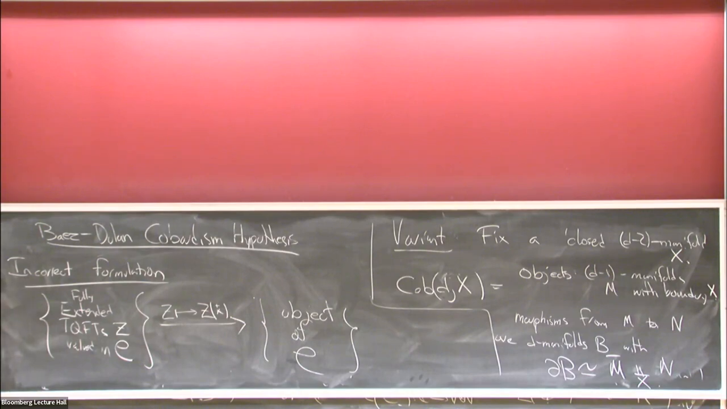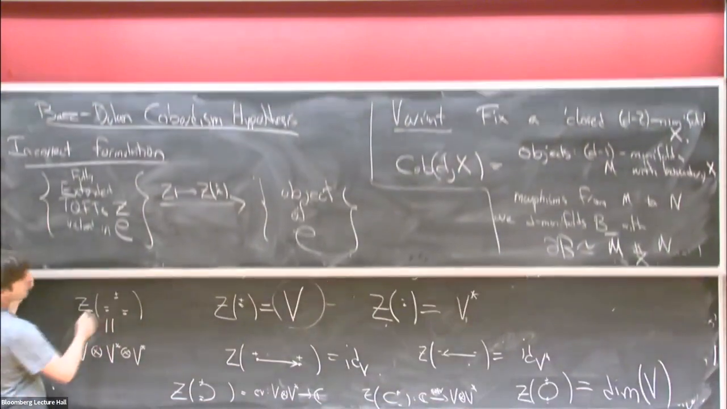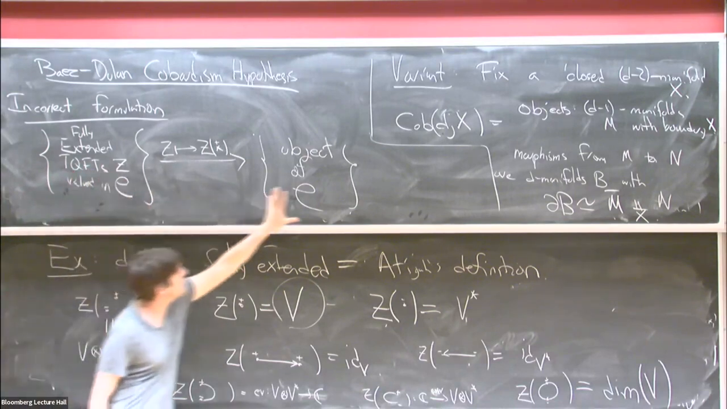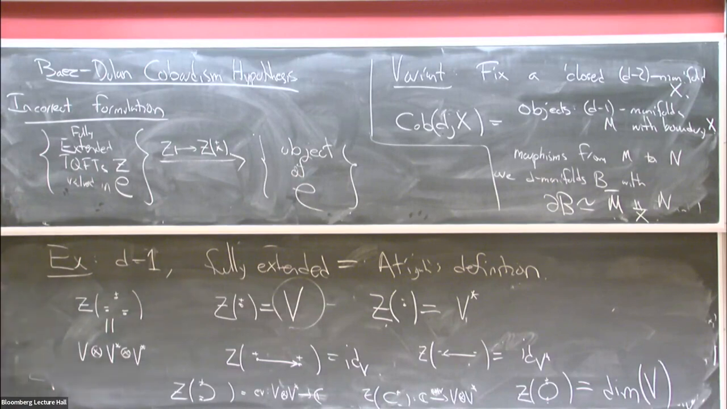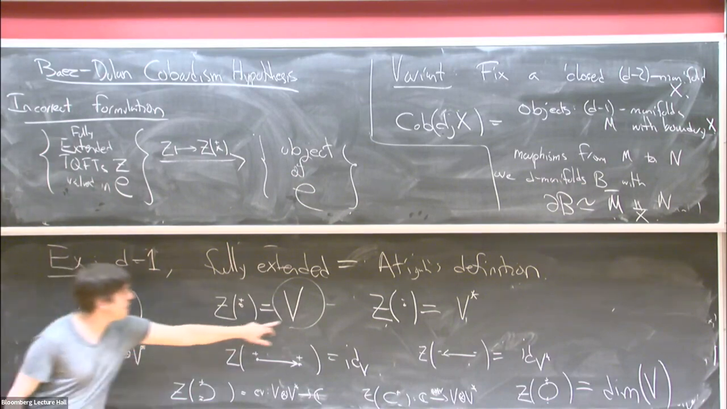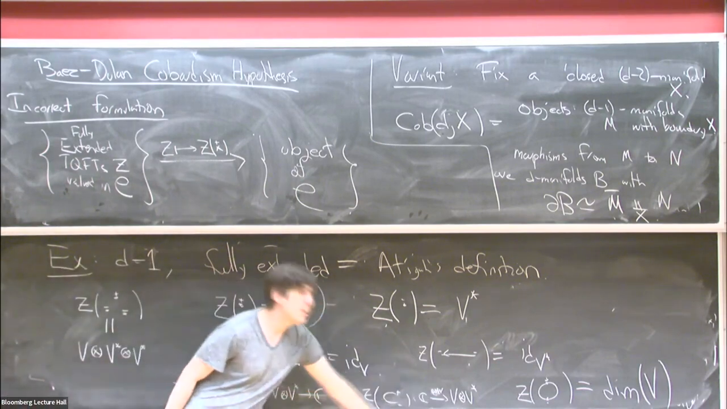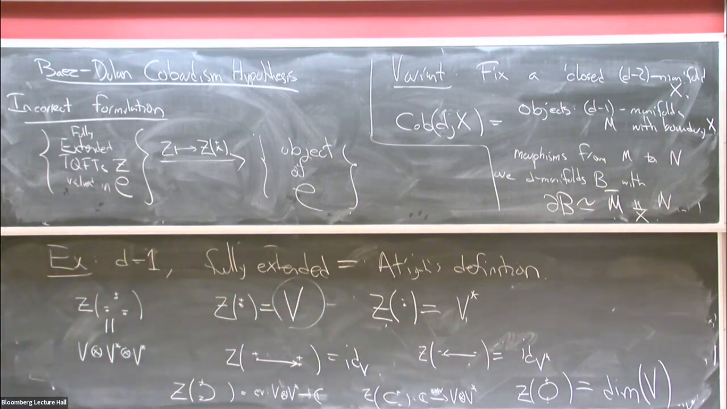So this is incorrect for two reasons, and one of those is something that you can already see in dimension one. So in dimension one, on the left-hand side, we're interested in TQFTs. On the right-hand side, we're talking about vector spaces. It's not true that every vector space can come from a TQFT in this sense. A TQFT is determined by the vector space V, but in order to have this co-evaluation map, V has to be a finite dimensional vector space.